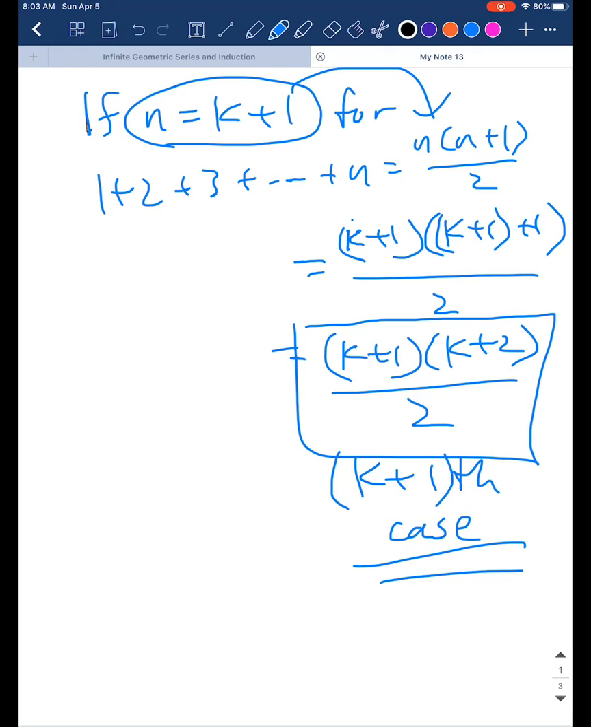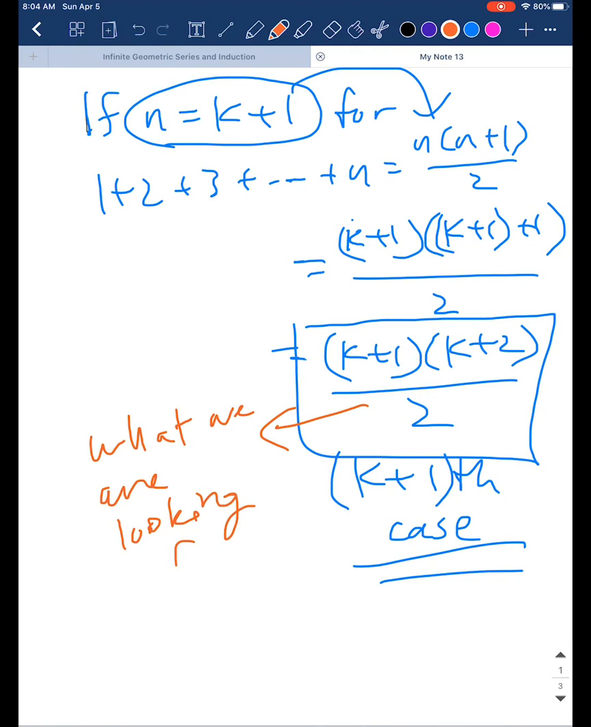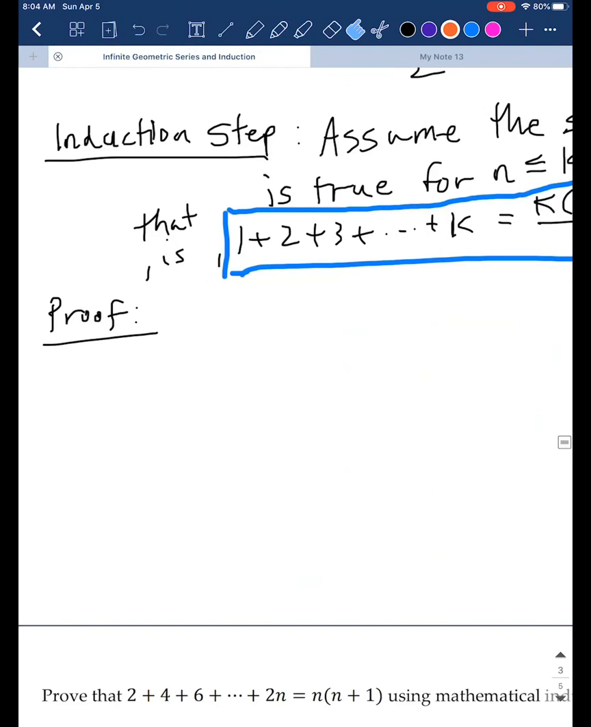So if this statement is true, this should be what I end up with for that k plus 1th case. Okay, so every time you do an induction proof, you want to do this step ahead of time to get the expression that we're looking for. This is what we are looking for. All right, so let's go back to our notes then.